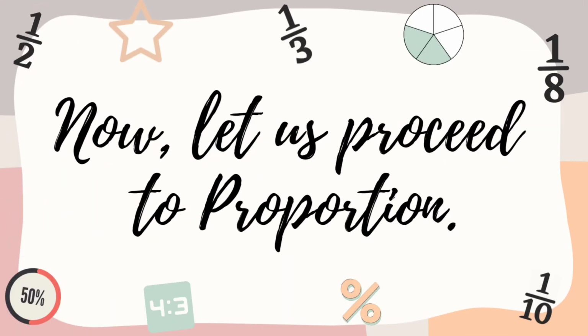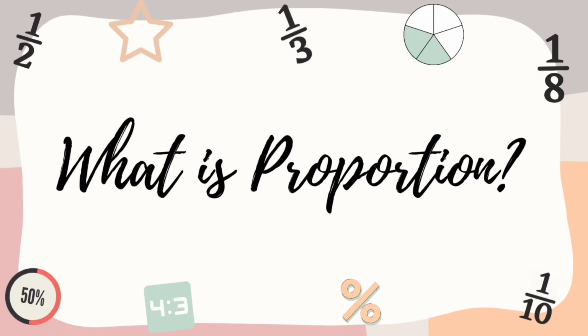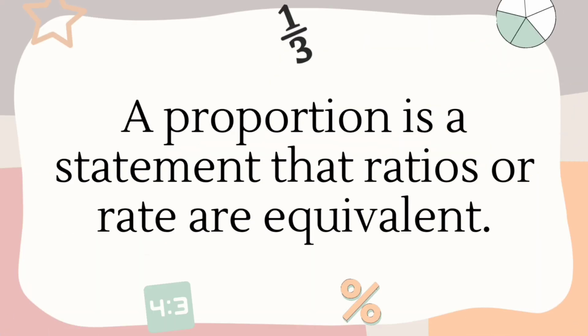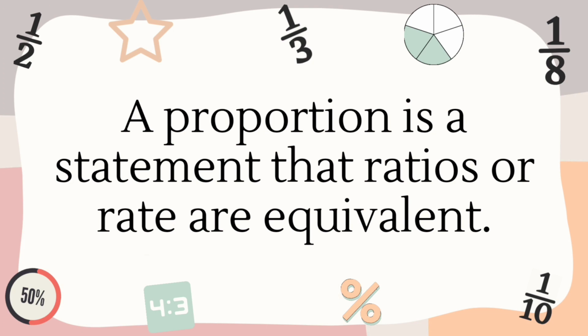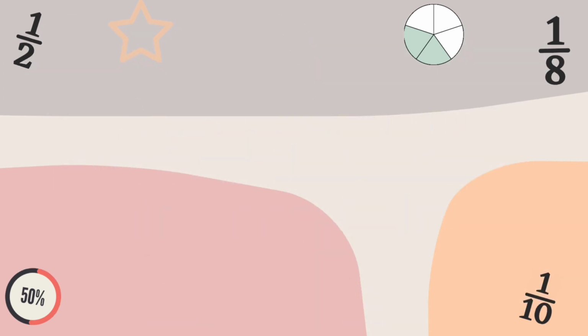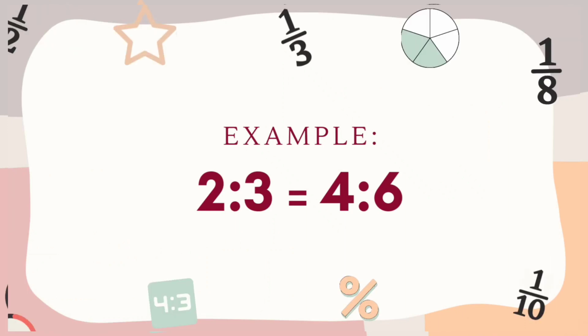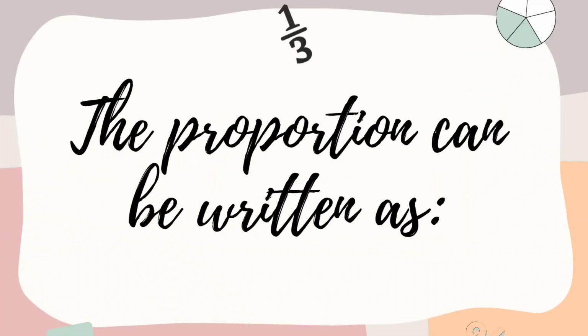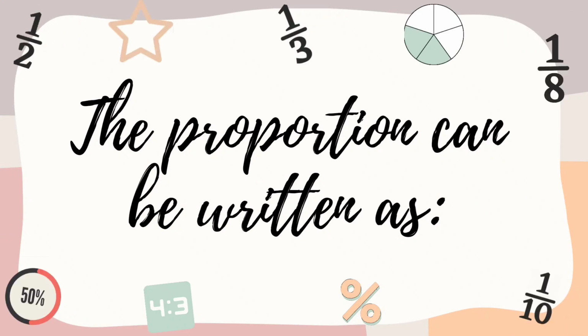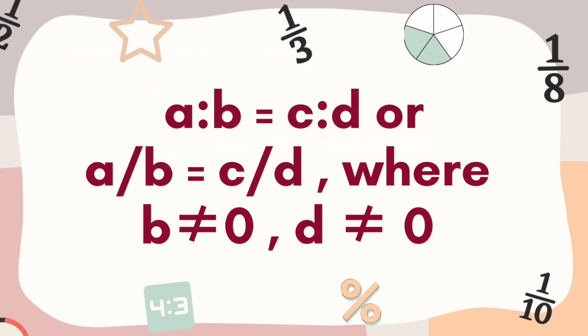Now, let's proceed to proportion. What is proportion? A proportion is a statement that 2 ratios or rates are equivalent. Example: 2/3 is equal to 4/6. The proportion can be written as A:B = C:D, or A over B is equal to C over D, where B is not equal to 0 and D is not equal to 0.